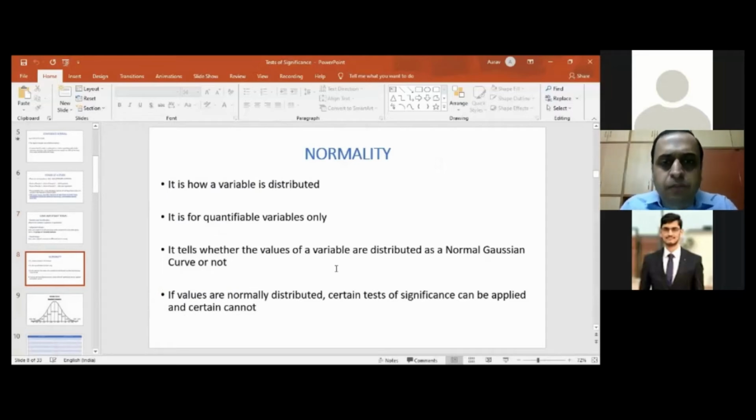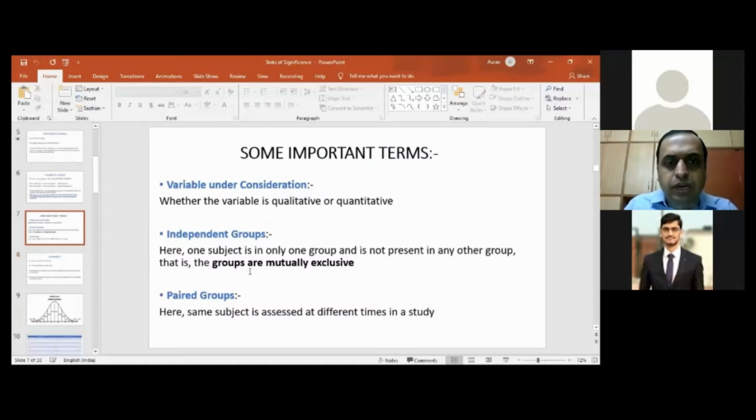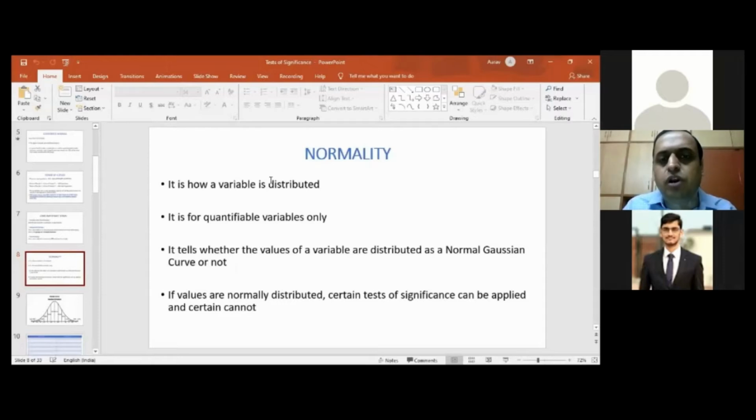Now, one of the most important concepts which guides towards test of significance is normality. I think in two of the biostatistics lectures taken before this lecture, somebody must have covered normality. But I am trying to highlight a few points about normality before we jump to the test of significance. Normality is basically done for a quantifiable variable. Look at this variable. What is your interest of study? Whether you are measuring hemoglobin, albumin, whatever the thing is, what is the point of consideration in your study? If it is quantitative, then normality comes into picture.